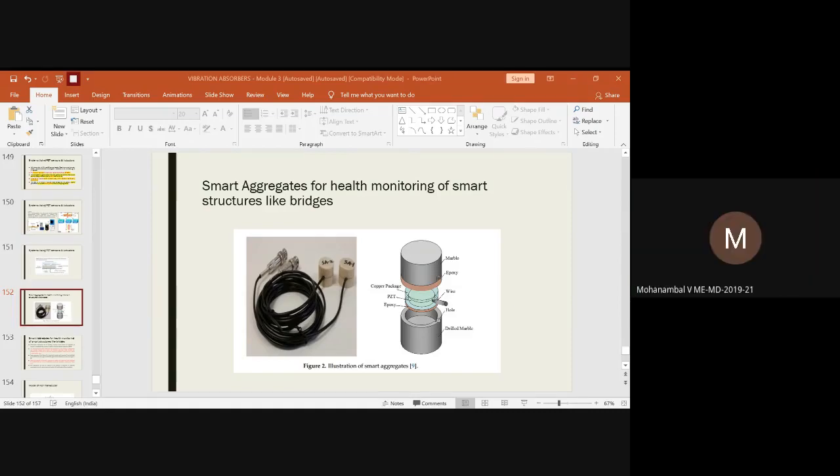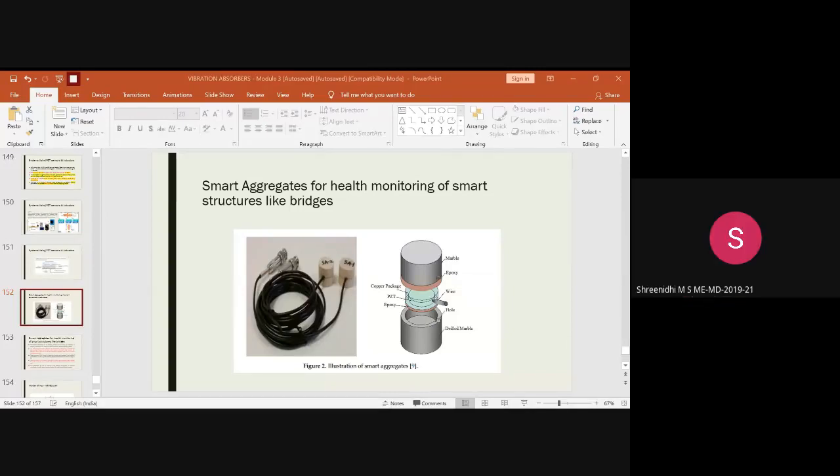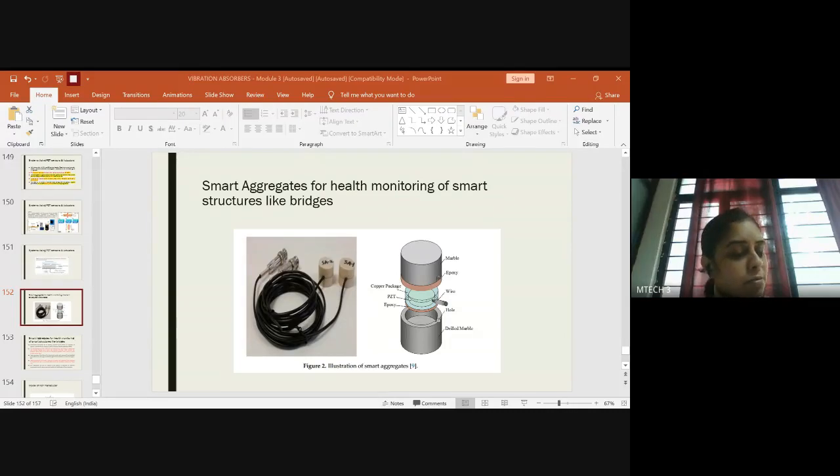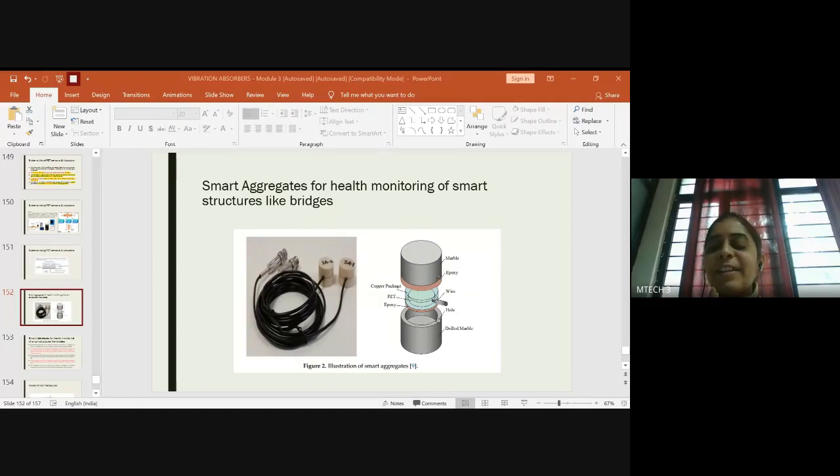Srinidhi, you can tell me now. Srinidhi, you're there. Can you name at least one smart structure that you have thought about? Hello. Ma'am, only health monitoring, ma'am. Anything else? Okay, anything else which comes to your mind, you can think and let me know.